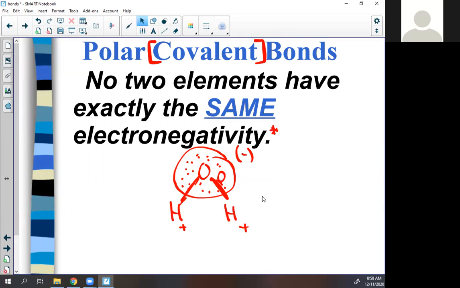No 2 elements have exactly the same electronegativity, unless they are the same element, like bromine and bromine, which have the same electronegativity. But if we have 2 separate types of atoms, their electronegativities are a little different. And remember, electronegativity is how hard the atom pulls on the electron.